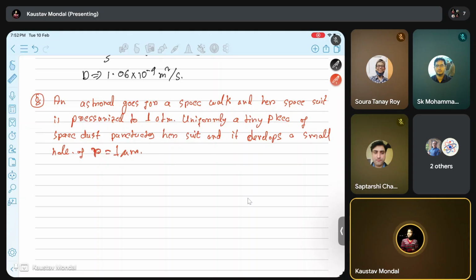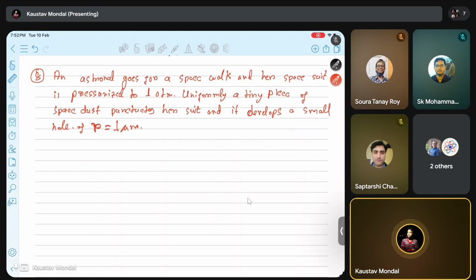So it's a pressurized gas chamber; here it's the suit of the astronaut. Since a very small hole has developed, it's a problem of molecular diffusion, right? So what is the force? Basically the force of the diffusing gas. So it's just simple.